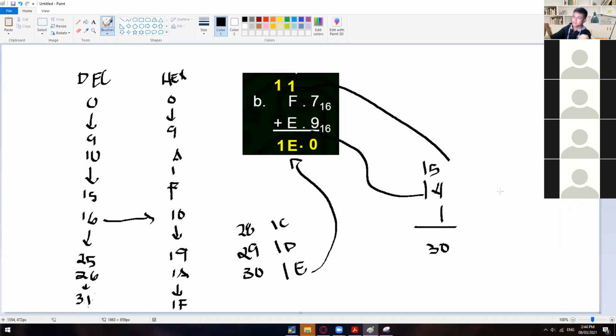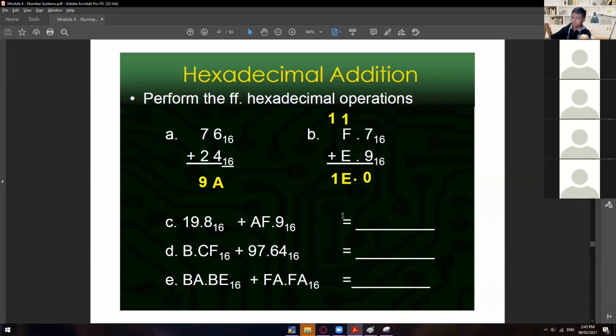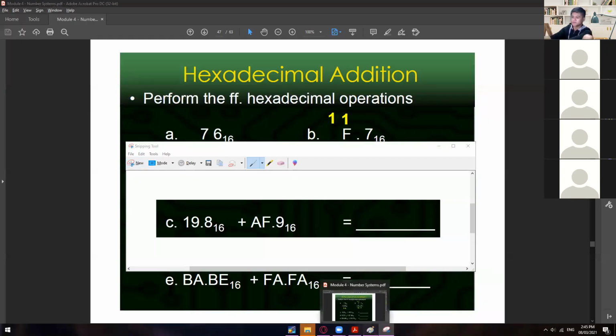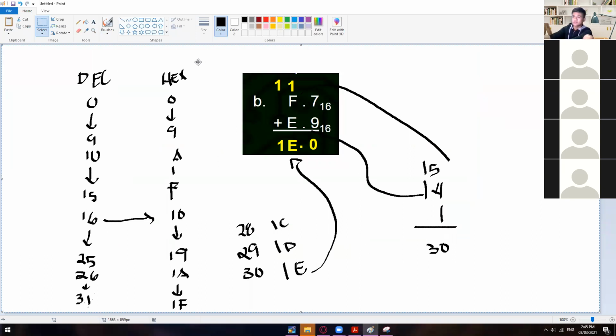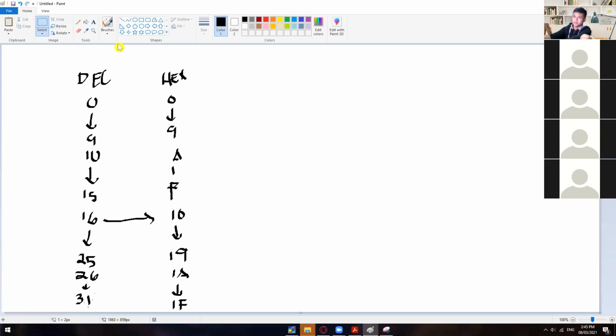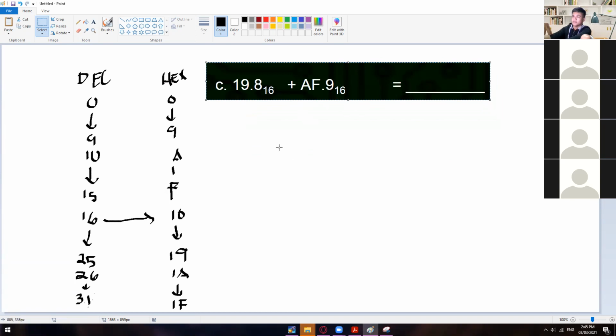All right. Okay then, so let us now proceed to the next one. Let us answer the letters. Let me just erase this one so that we can still have this reference. So we have 19.8 and then AF9. Both of them are hexadecimal. So 9 plus 8 is 17, wherein 17 right here is 11. So carry 1, bring down 1. And then 9 plus 1 is 10.